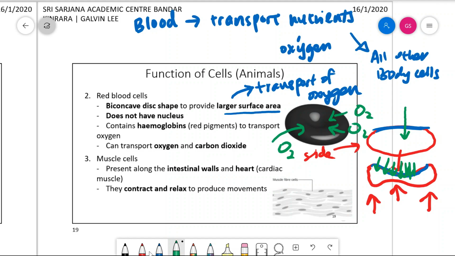So, if you have a surface area which is bigger, you are going to let more of these oxygen molecules go in. And that's fantastic because that means your red blood cell can transport oxygen better rather than this. So we don't want this, we want this one. Okay, you want that one.